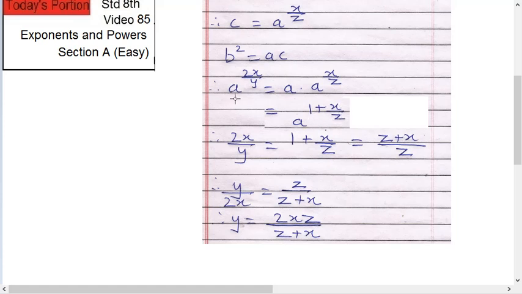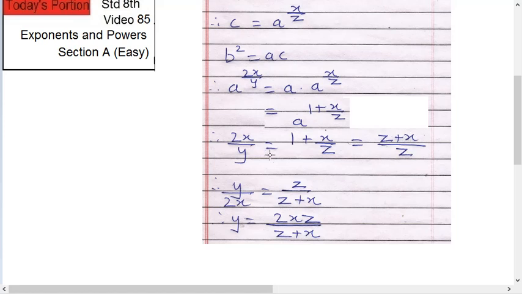Now bases are the same, so indices can be equated. So 2x upon y equals 1 plus x upon z. Now solve this. Z into 1 cross multiply. Z into 1 plus x. So z plus x upon z. So what happens now? 2x upon y equals z plus x upon z.